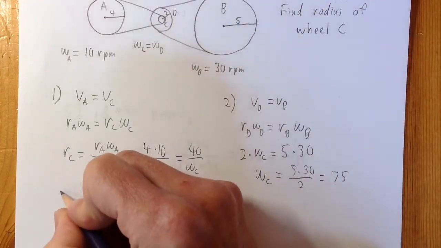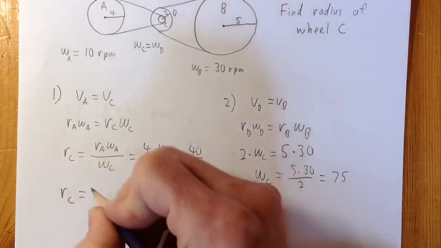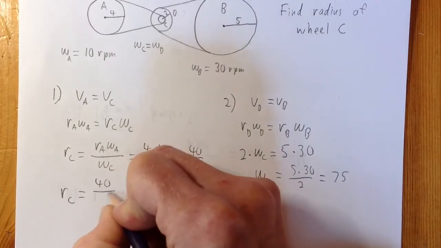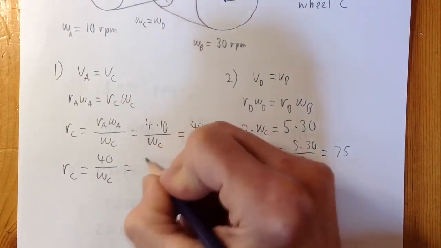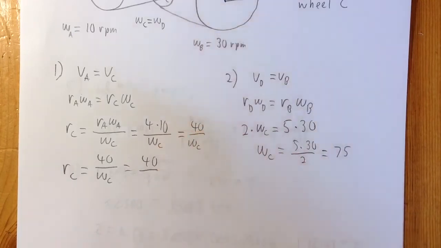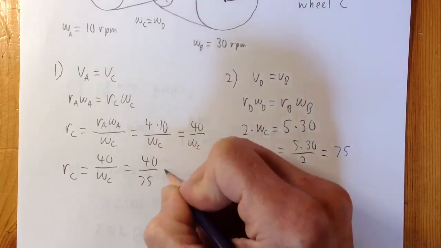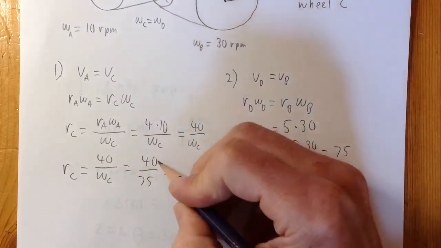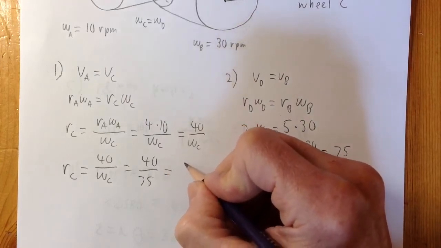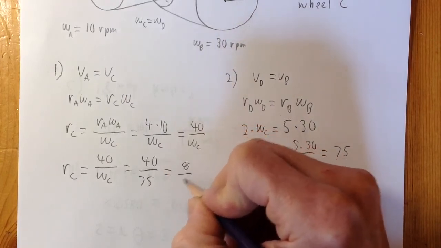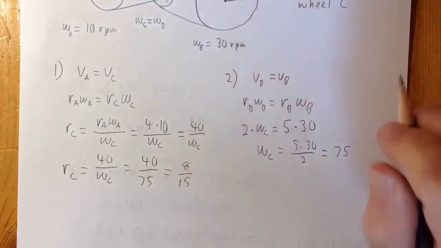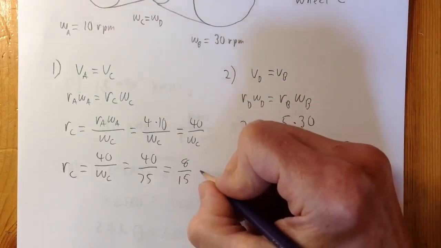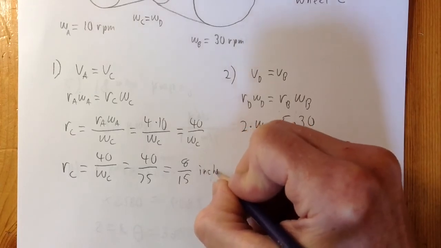So now we can figure out what RC is. RC is equal to 40 over omega C, which is 40 over 75. I can divide both of those by 5. That'd be 8/15. And we can change that to a decimal if we like. The units are going to be, well, I didn't even say what the units were. Whatever it is, inches, let's say. So we say if we're dealing with inches.